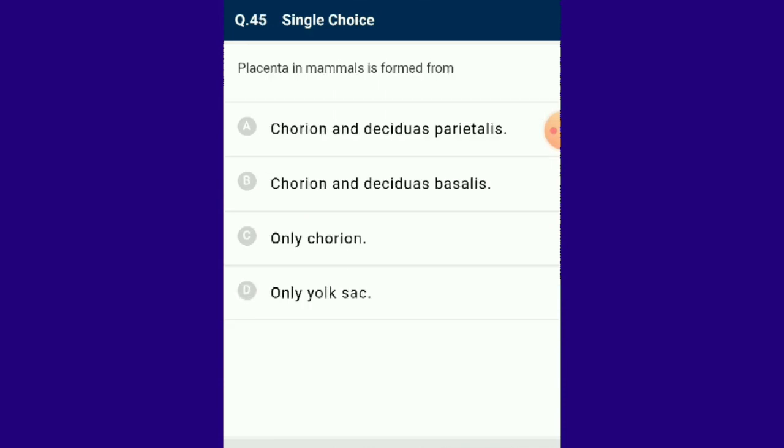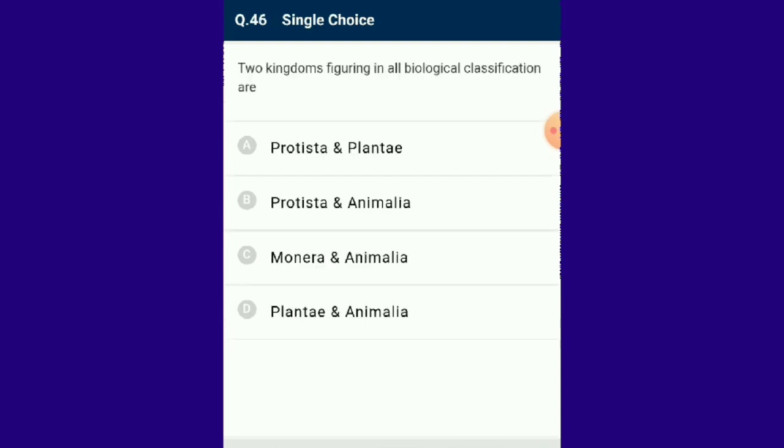Question number 45. Placenta in mammals is formed from. During pregnancy, it is established approximately 1 week after fertilization. The blastocyst embeds itself in the thickened wall of the uterus through a process called implantation. Chorion and basalis is the answer for this question. Placenta in mammals is formed from chorion and decidua basalis.